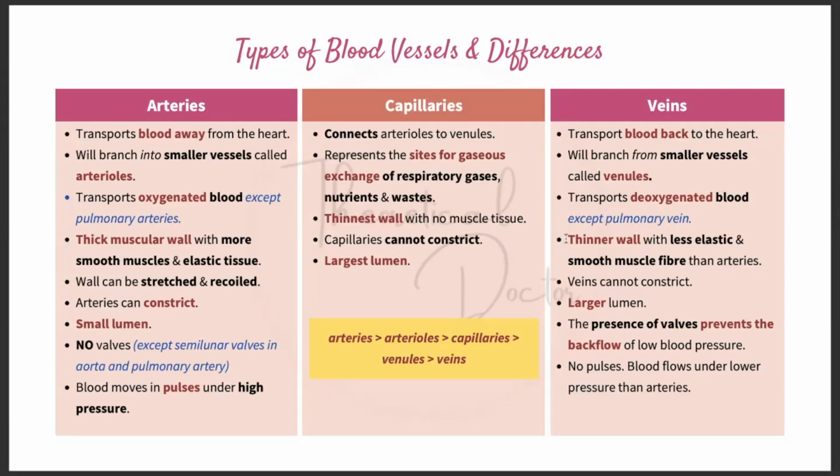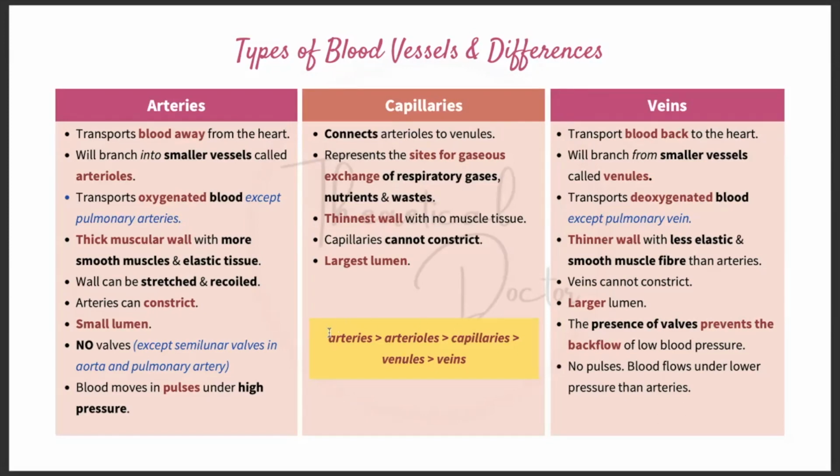So therefore, veins generally transport deoxygenated blood except the pulmonary vein. They have a thinner wall than arteries, with less smooth muscle and they are less elastic. They cannot constrict, unlike arteries, which can constrict. They have a larger lumen, but not the largest. Of course, the largest would be capillaries. There is presence of valves, and these valves prevent the backflow of blood because the blood pressure in veins is low compared to the arteries. It does not move in pulses, and the blood flows under lower pressure than arteries.